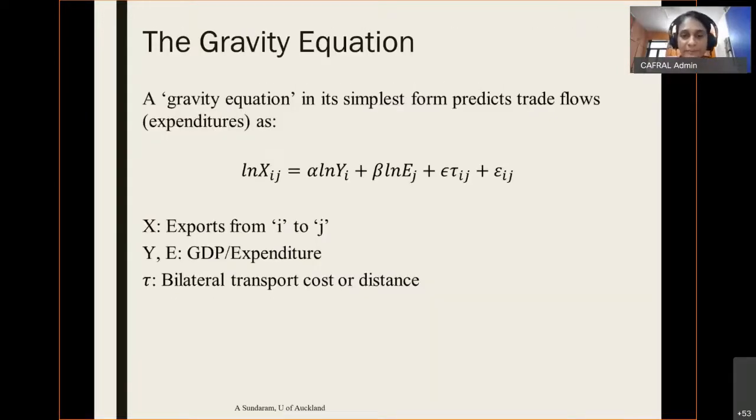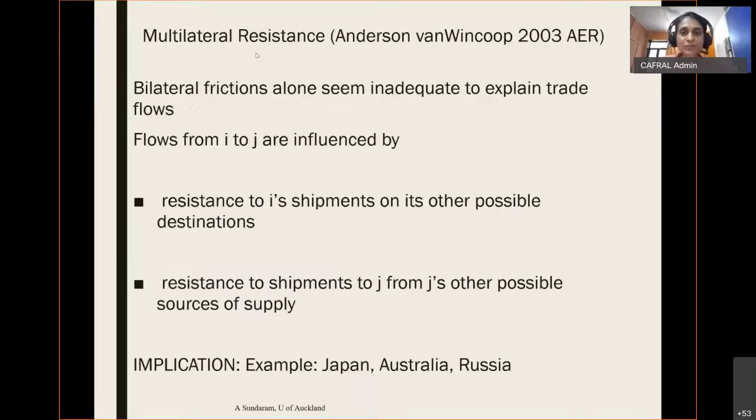Now, when we go to the data, it is not enough to just run this basic gravity equation, because there are a lot of things you can do to improve your estimation. The very, very important thing you need to do first is account for the idea of multilateral resistance. So what is multilateral resistance? It is the idea that trade between two countries, suppose India and, say, Australia, is not just a function of Indian GDP, Australian GDP, and the distance between the two countries, but it also depends on the remoteness of India and the remoteness of Australia. In other words, multilateral resistance in India and multilateral resistance in Australia.